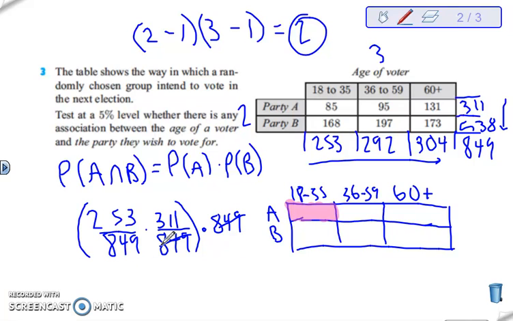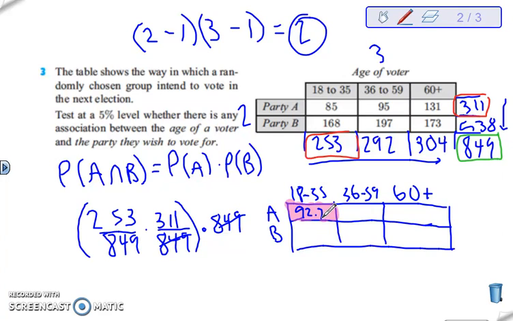So basically, the shortcut is to find the expected value for the block that I've got highlighted. I want to take the total here times the total here and divide by the overall total. So if I take 253 times 311 and then divide it by 849, I should get about 92.7. And then I want to repeat that process with all of the other combinations of row and column.